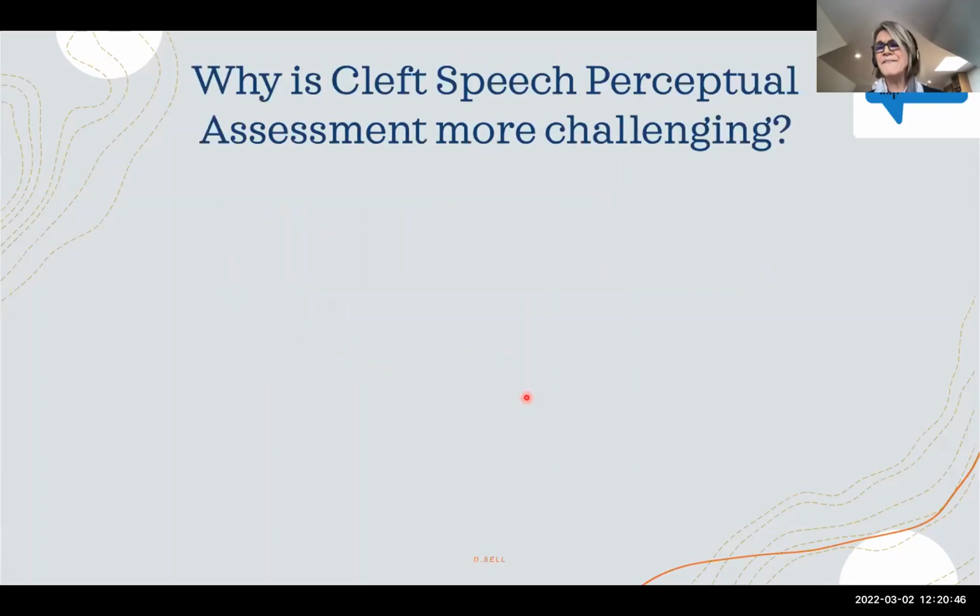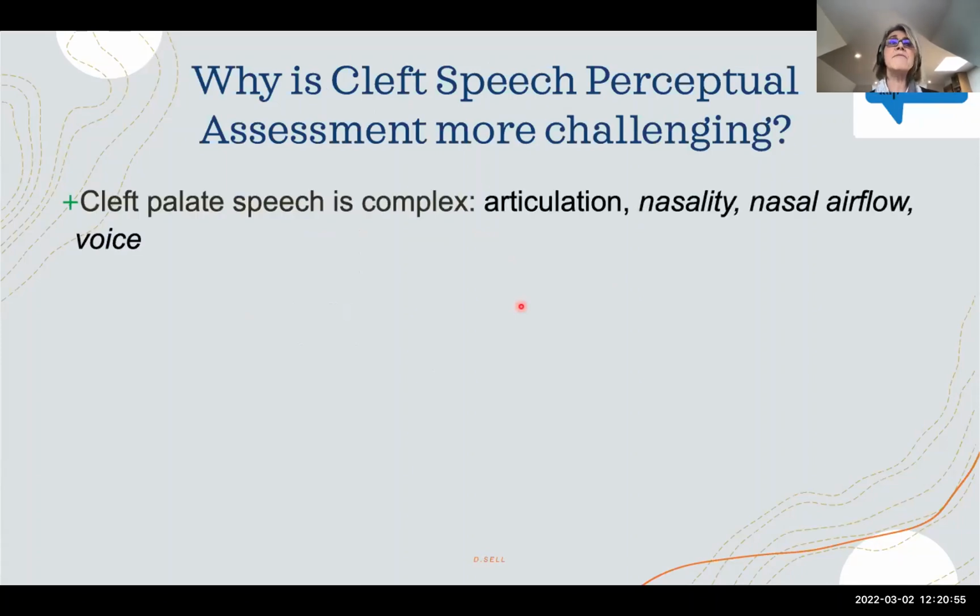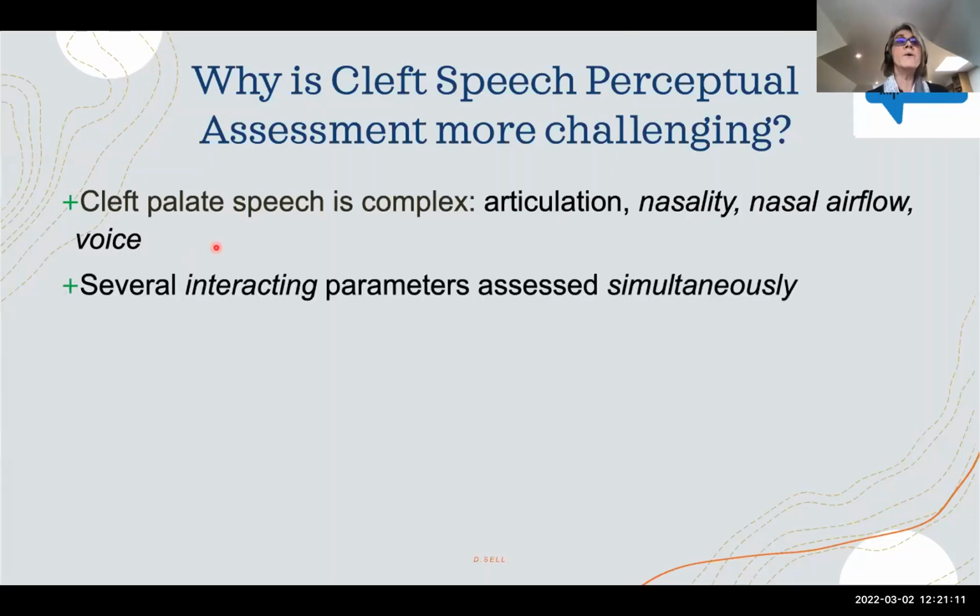So why is cleft speech perceptual assessment more challenging? This is a common perception, and it is correct that it is more challenging because cleft palate speech is complex. Not only does this involve articulation, as in other speech sound disorders, but you've also got nasality, nasal airflow, and the voice is also implicated. So we have several parameters which interact, and you're assessing them at the same time.